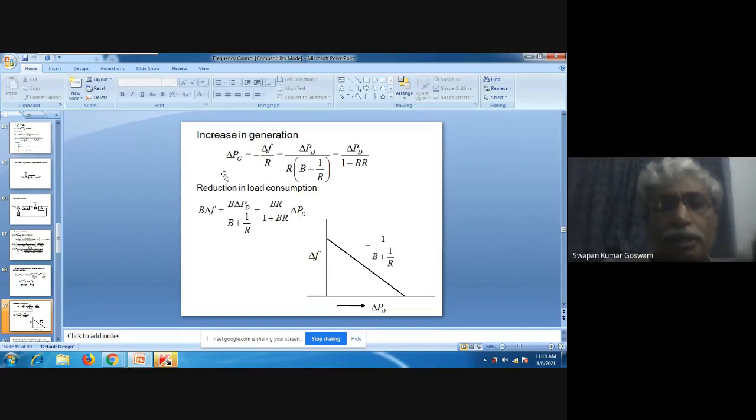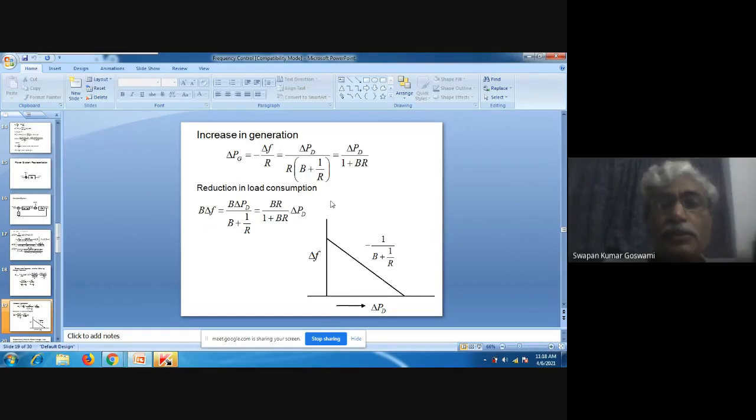So if you add up these two, how much is the value? Delta Pg plus B delta F. This is the increase in generation by the governor action, and this is the reduction in power demand of the loads already existing in the system, that is consuming somewhat less power. That is Br by 1 plus Br into delta Pd. If you add these two up, you will have delta Pd into 1 plus Br, here Br by 1 plus Br into delta Pd. If you sum up, it is equal to delta Pd.